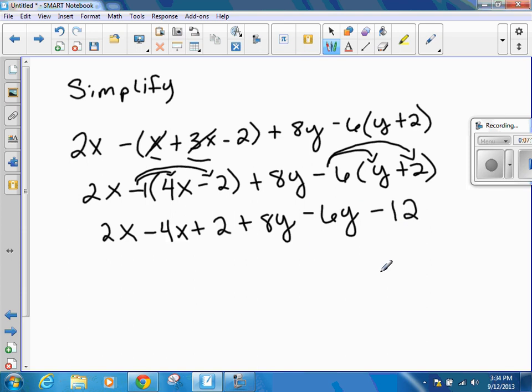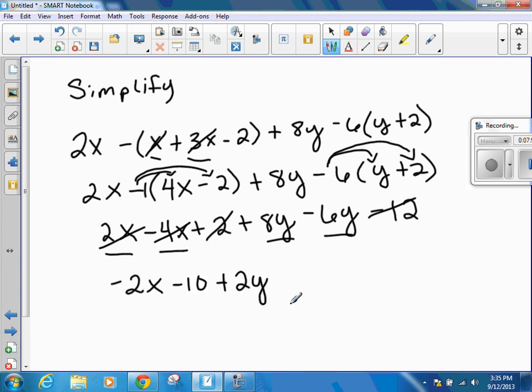Now I can focus on combining like terms to simplify this. I have 2x minus 4x. I don't see any other x's. 2 minus 4 gives me negative 2x. I can cross those off. I'm done. Okay? The next thing I see that are like terms are my numbers. I have 2 and negative 12. 2 minus 12 gives me negative 10. So I'm going to cross those off. I'm done. And then what I have left is 8y minus 6y, which gives me a positive 2y.